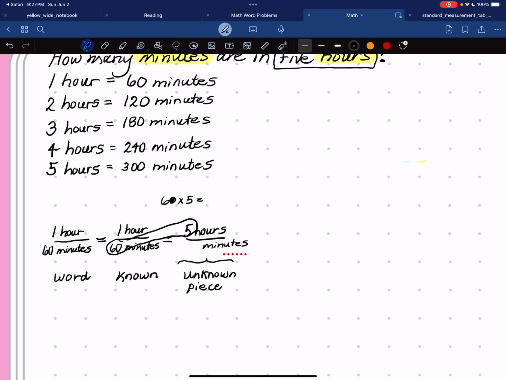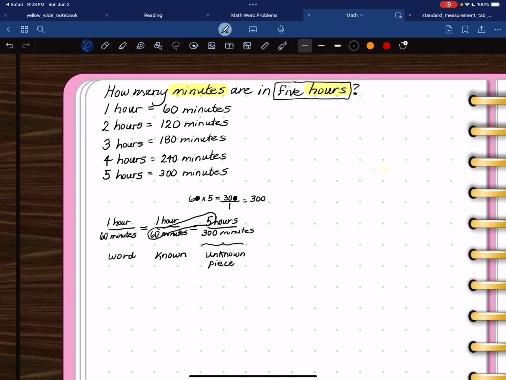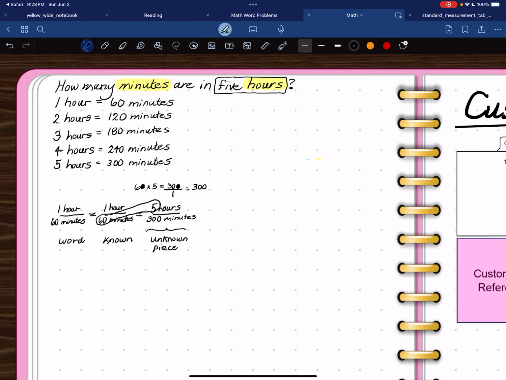Again, I would use that mental math as much as possible. 5 sixes are 30. And then you divide by the number, I call that a peanut. And you divide by the number that's not in the peanut. It sounds silly, but it works. So in 5 hours, we are looking at 300 minutes. So this is quite a leap from the basic addition or the basic multiplication. Again, it just depends on the academic maturity of your student.